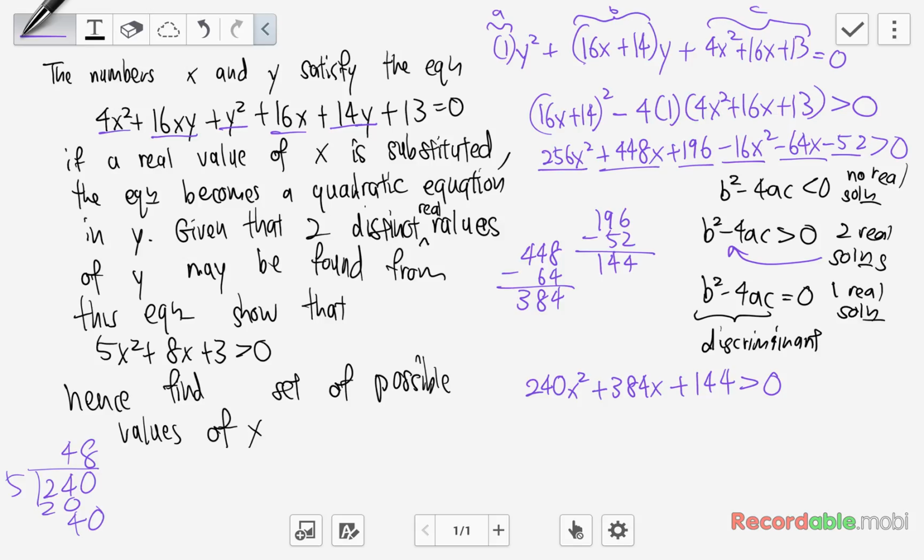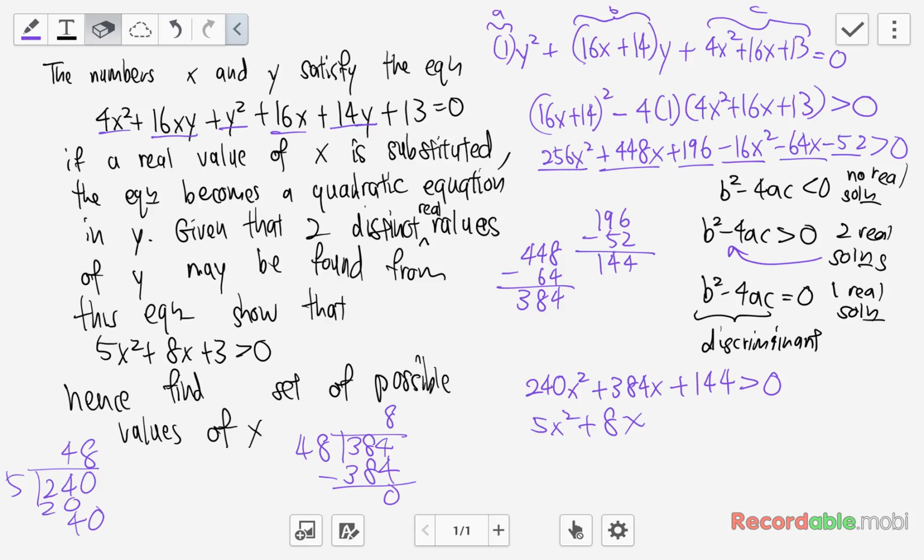So if I divide by 48, 240 divided by 48 of course would give me 5x squared. 384 divided by 48 would give me 8. What would give me 4 at the back? 8 times 8 is 64, 8 times 4 is 32, 32 plus 6 is 384. So this would give me 8x.